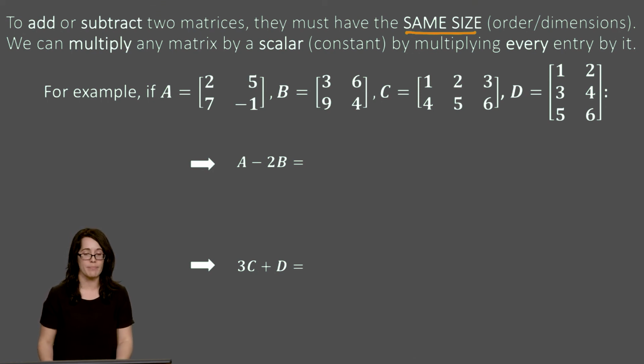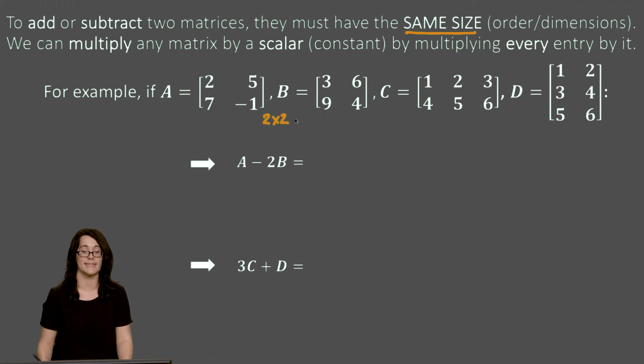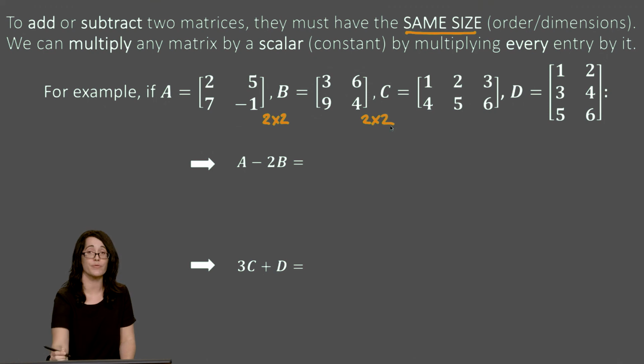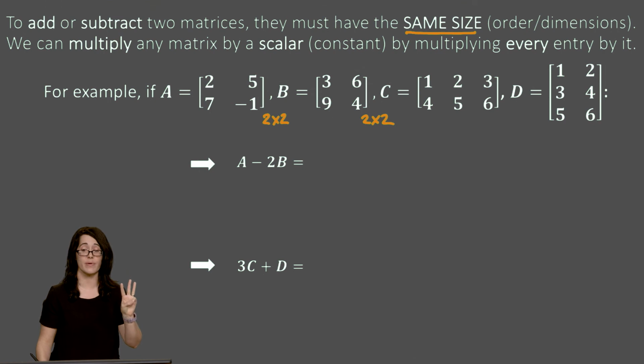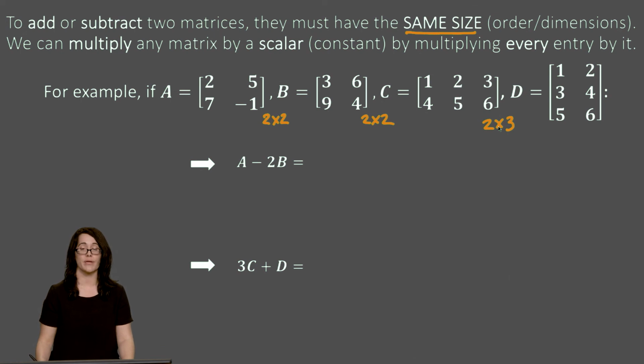So let's take a look at this example. We're given a matrix which has 2 rows and 2 columns. So remember, that means that is a 2 by 2 matrix. That's the size of it. And its rows are 2, 5, 7, negative 1. We're given matrix B, which is also 2 by 2, with rows 3, 6, and 9, 4. We're given matrix C, which has 2 rows and 3 columns. So that's right, that's a 2 by 3 matrix, with rows 1, 2, 3, and 4, 5, 6. And we're given matrix D, which has, can you see it? That's right, we have 3 rows and 2 columns. So this would be a 3 by 2 matrix.